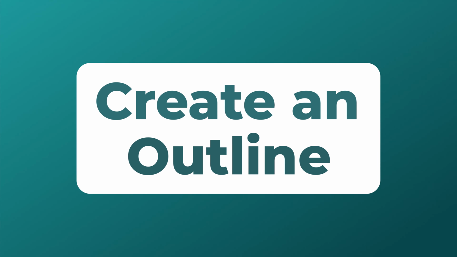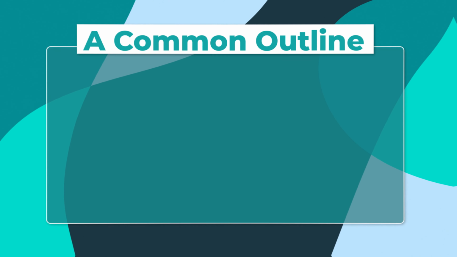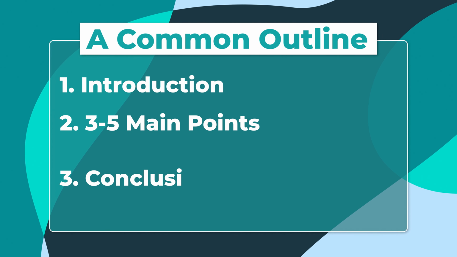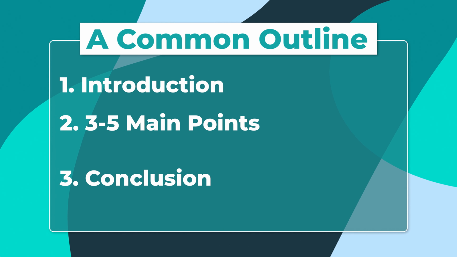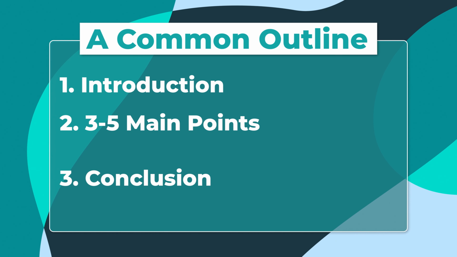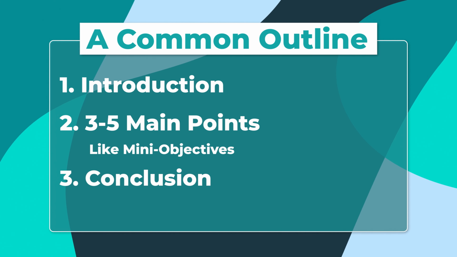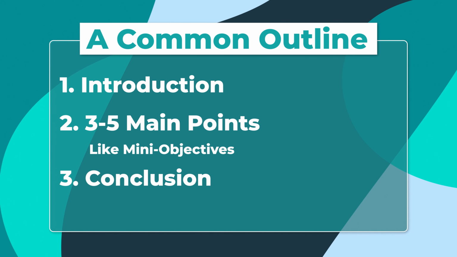After you decide on a clear objective, the second action is to create the outline. Generally, an outline contains an introduction, 3 to 5 main points that support the objective, and finally a conclusion. You can think of the main points of the outline as a list of mini objectives that fulfills the primary objective. Let's take my how to create a whiteboard animation in one day as an example.